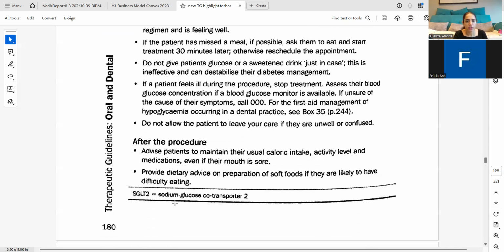After the procedure, advise patients to maintain their usual caloric intake, activity level, and medications, even if their mouth is sore. Provide dietary advice on preparation of soft foods if they are likely to have difficulty eating.